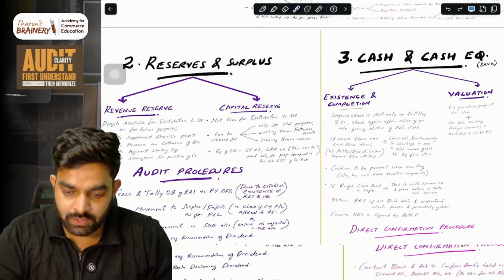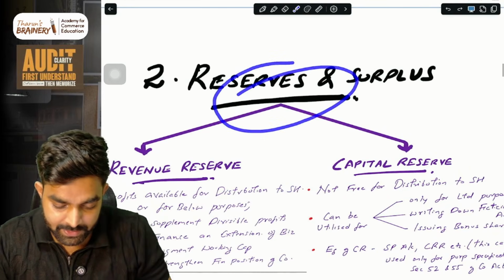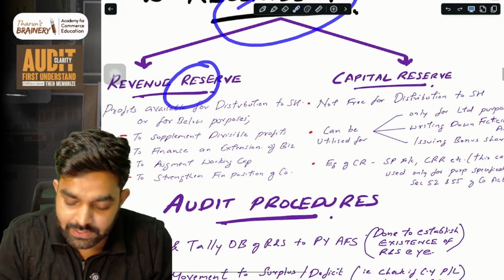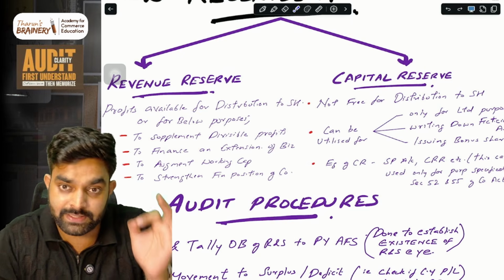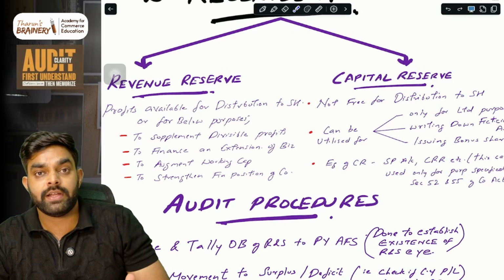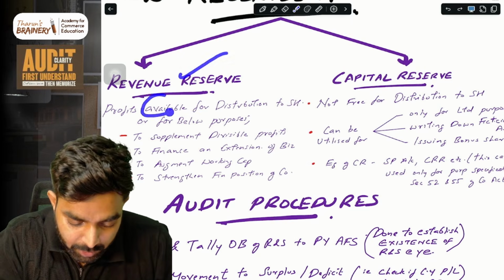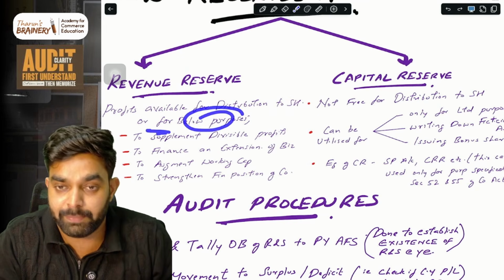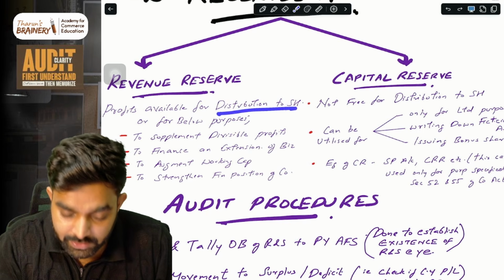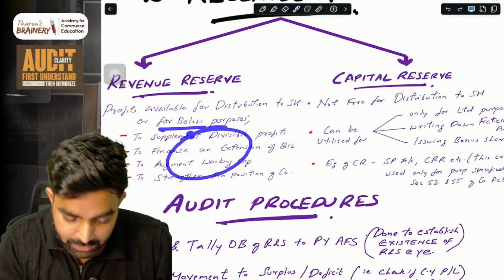Very easy, right? Then we have the reserves and surplus. Reserves and surplus is very easy. There are basically 2 types of reserves, revenue reserve and capital reserve. Revenue reserves are the profit. Basically, reserve comes from the profit amount, right? So, revenue reserves are the profits that are available for distribution to the shareholders or for the below purposes. Revenue reserves are either for distributing to the shareholders or for using for the below purposes.